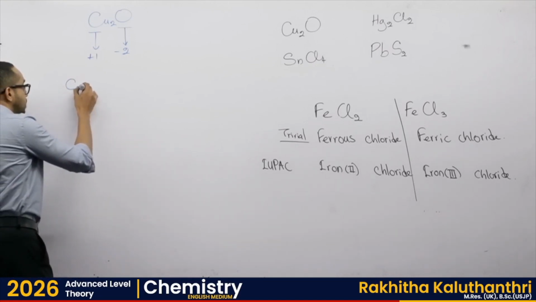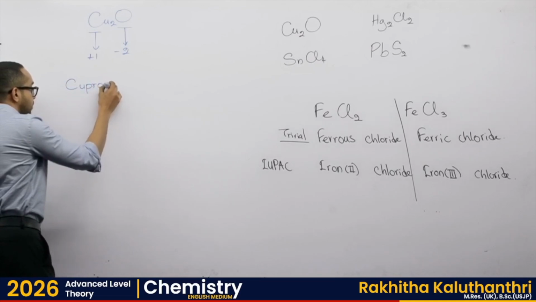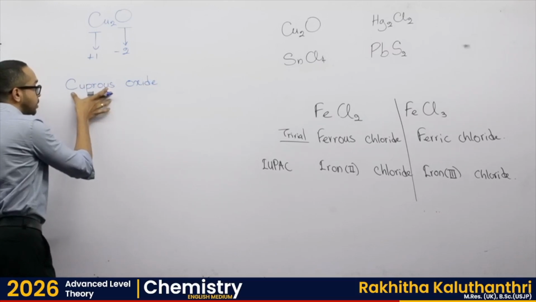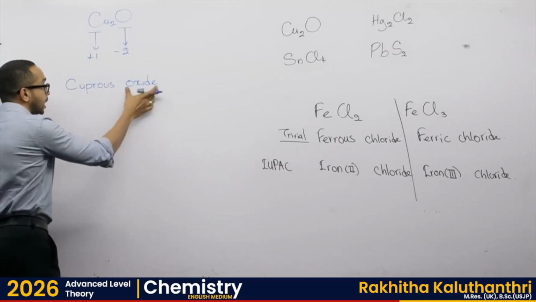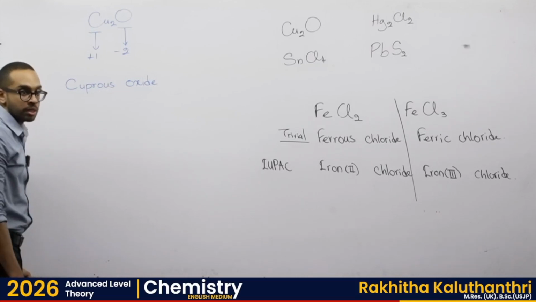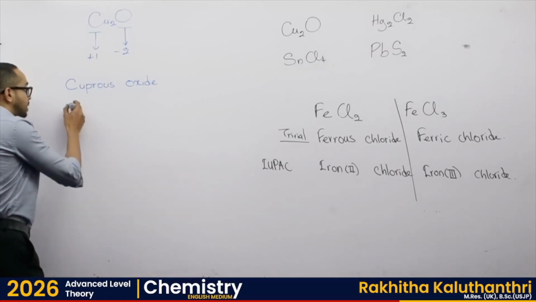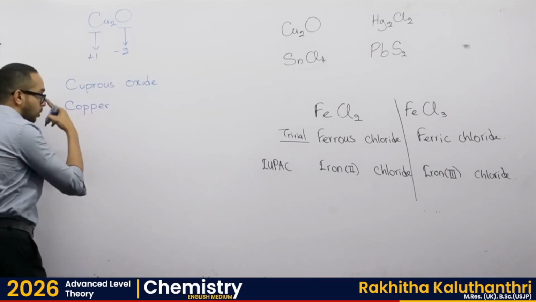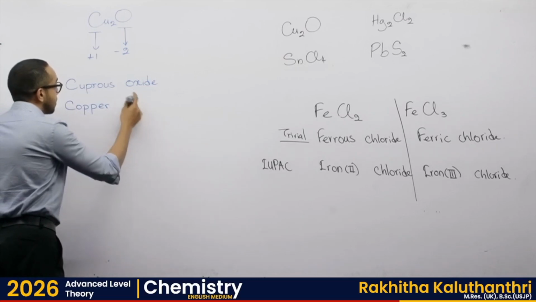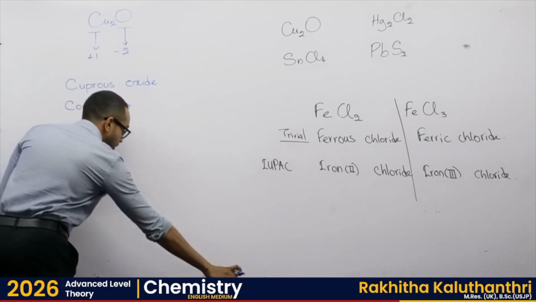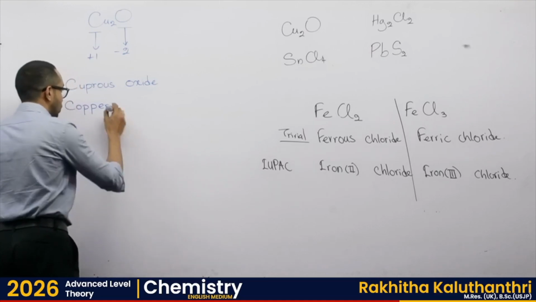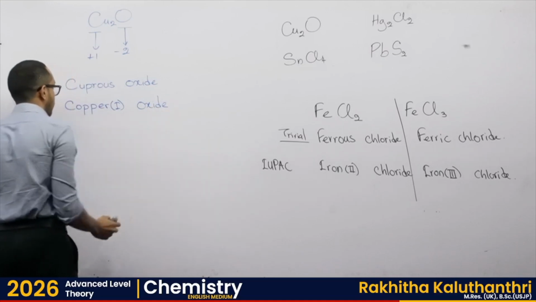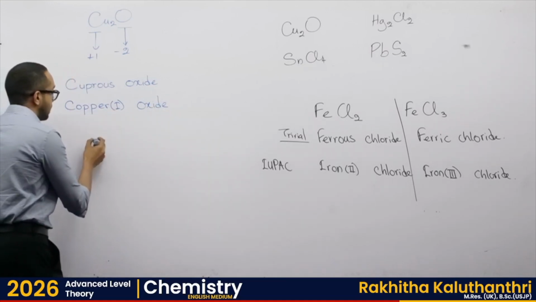The trivial name will be cuprous oxide. The cation's name is cuprous because it's +1 oxidation state. The anion is oxide. Oxygen as a negative ion will be oxide. The IUPAC naming system will be copper, then before we write the space and oxide part, we write the oxidation state after copper and then oxide. Copper 1 oxide.